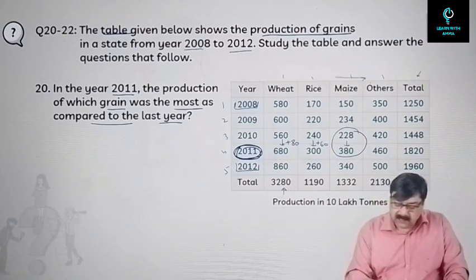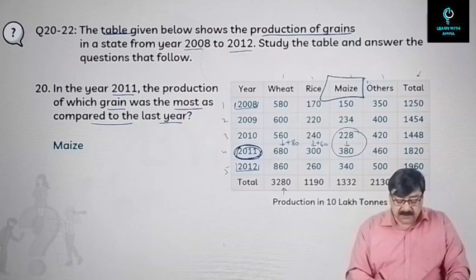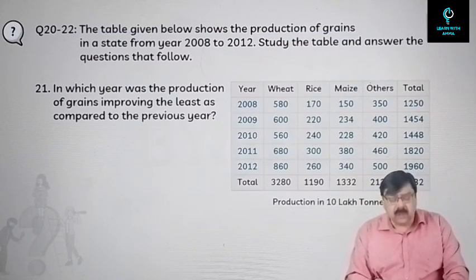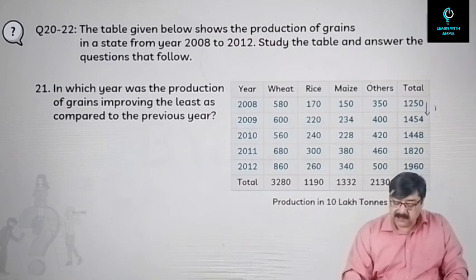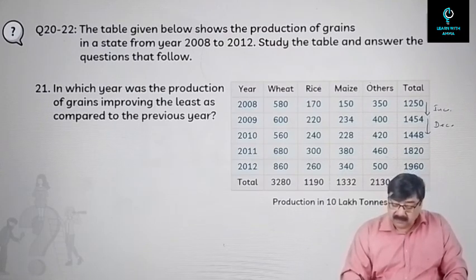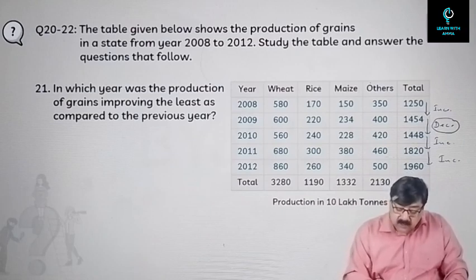And it happens to be for maize, which happens to be the answer here. In which year was the production of grains improving the least as compared to the previous year? Now clearly we see that from 1250 to 1454, there is an increase. From 1454 to 1448, there is a decline or decrease. From 1448 to 1820, there is an increase. Again, 1820 to 1960, there is an increase. The decline happens here in 2010 when compared to the previous year, 2009.